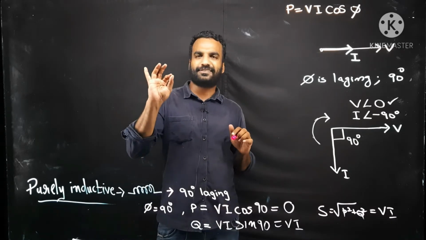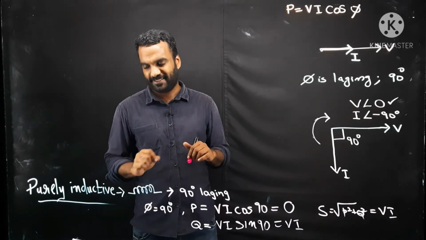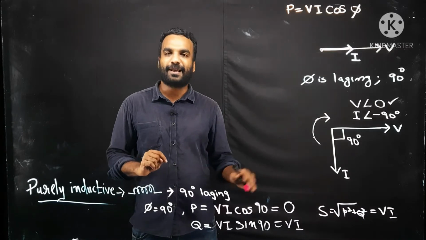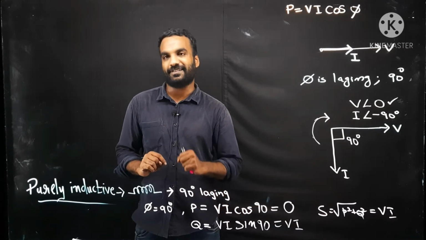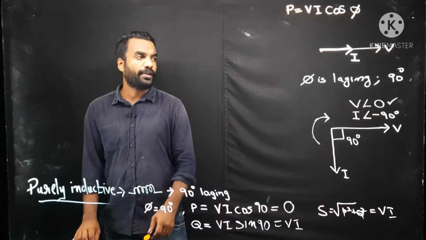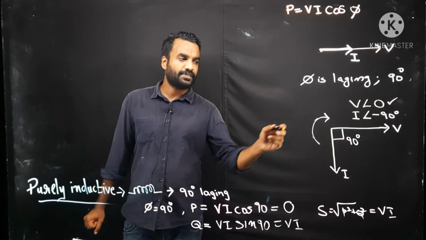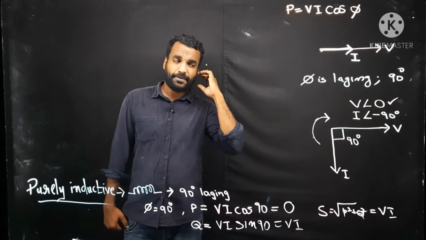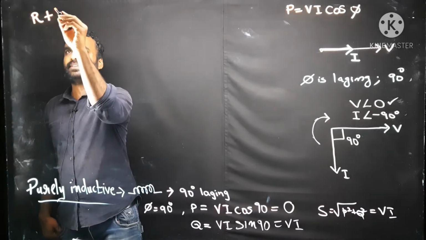Now let me ask a simple question. If there is a small resistance in the inductor, then what happens? A small portion of real power will be present. That also we will discuss. Okay, we can discuss that one. So this is the case of a pure inductor. Now resistor plus inductor.